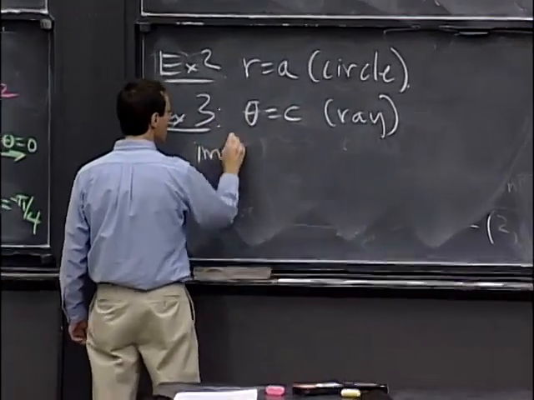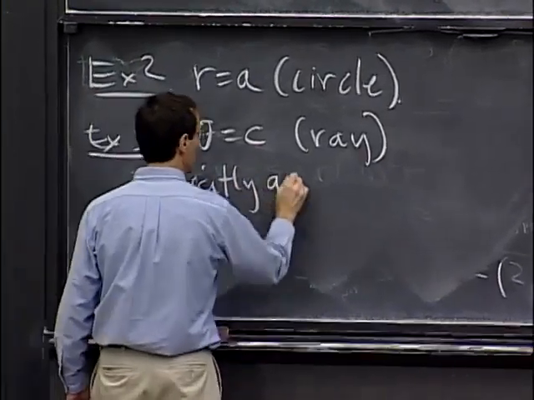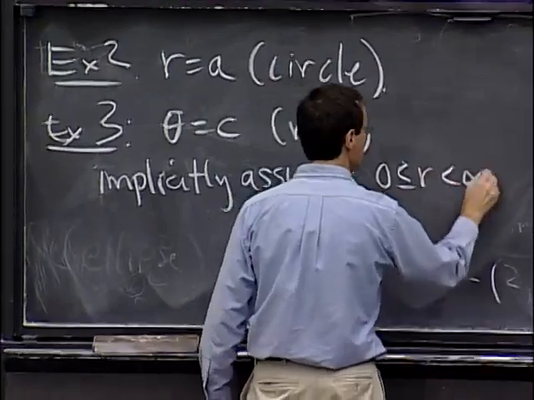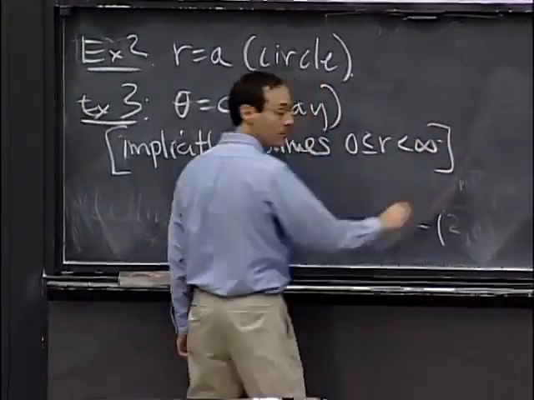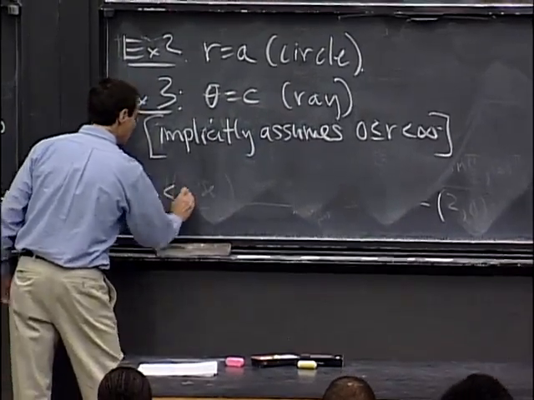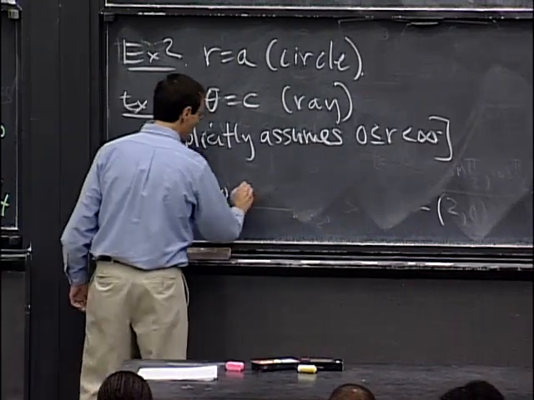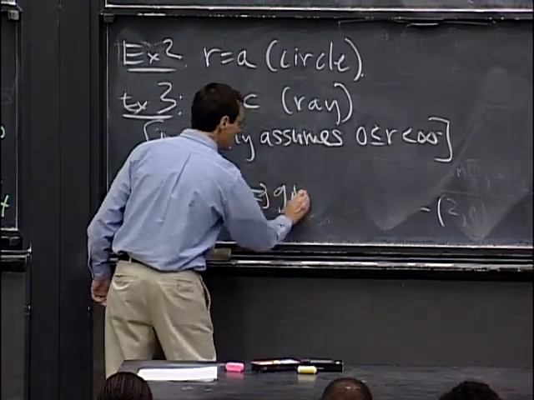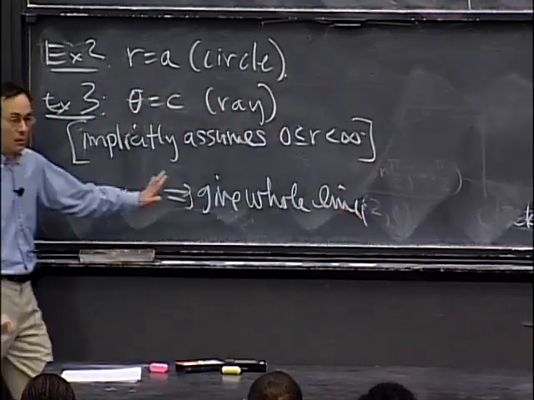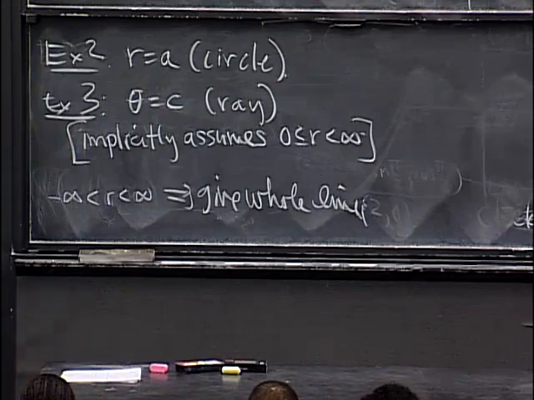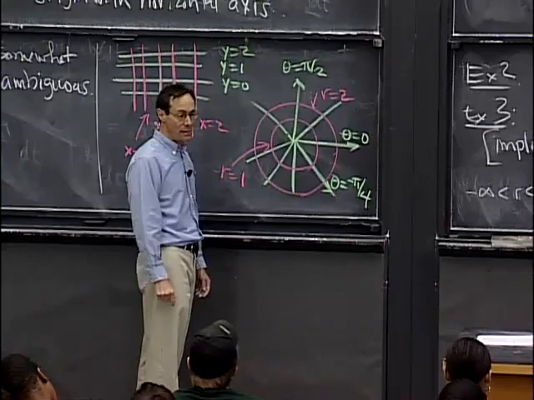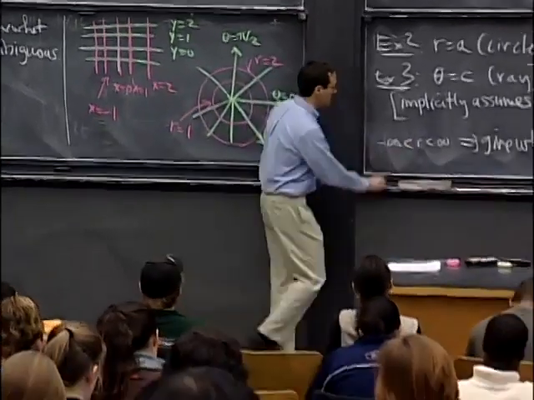But this implicitly assumes zero is less than or equal to r is less than infinity. If you really wanted to allow minus infinity less than r less than infinity in this example, you would get a line. It gives the whole line. All right? It gives everything behind. So you go out on some ray, you go backwards on that ray, and you get the whole line through the origin, both ways, if you allow r going to minus infinity as well.